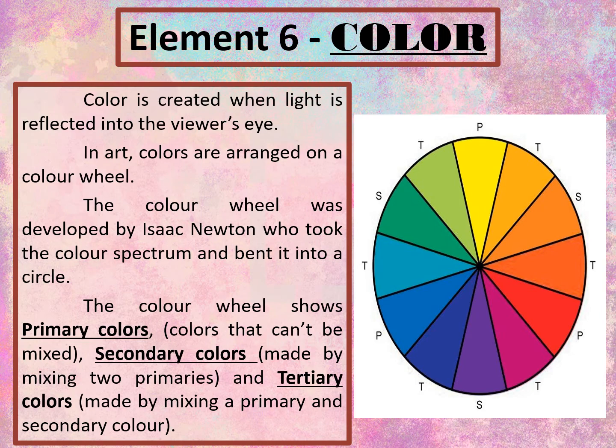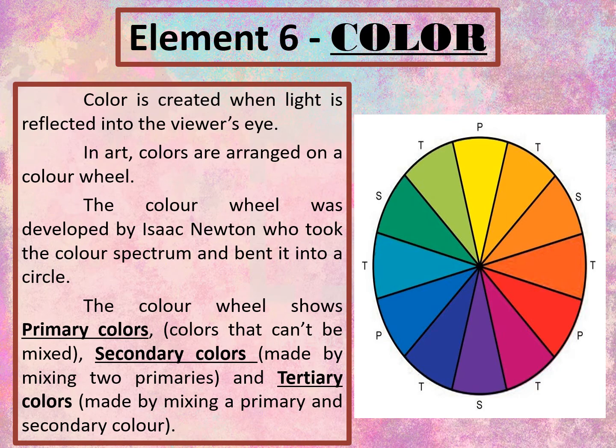The color wheel shows primary colors. So in the picture, in the color wheel, as you can see, there is letter P. So that is the primary colors. We have yellow, red, and blue. So we have 3 primary colors. These colors cannot be mixed.